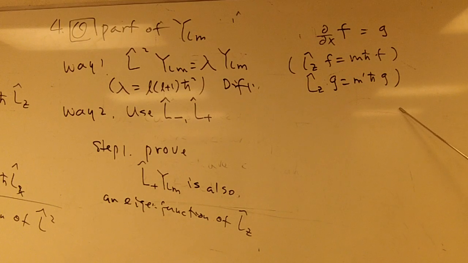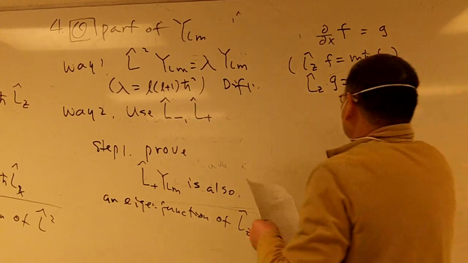Okay. That makes sense to all of you? Any questions? This essentially says if f is an eigenfunction, and another operator applied to that function gives also an eigenfunction of Lz, so that is what we are doing here. It's nothing special. That is the logic we will use. That's step number 1.